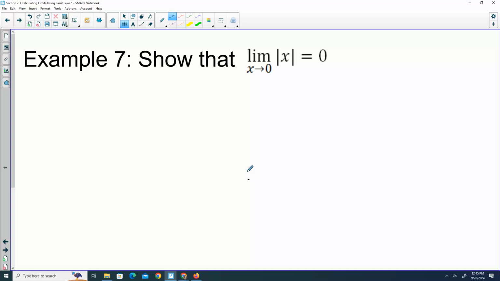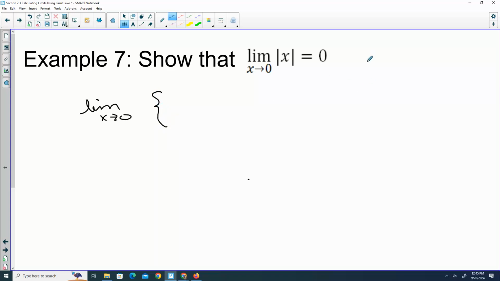So I think, is this the next one that I have? I want to show that the limit as x approaches 0 of the absolute value of x is equal to 0. Okay, do I have a limit law for absolute value? No, so I can't just plug it in. But common theme with absolute values, we've already started doing it and we'll continue this whole year. Every time I see an absolute value, we are going to rewrite this with a piecewise definition.